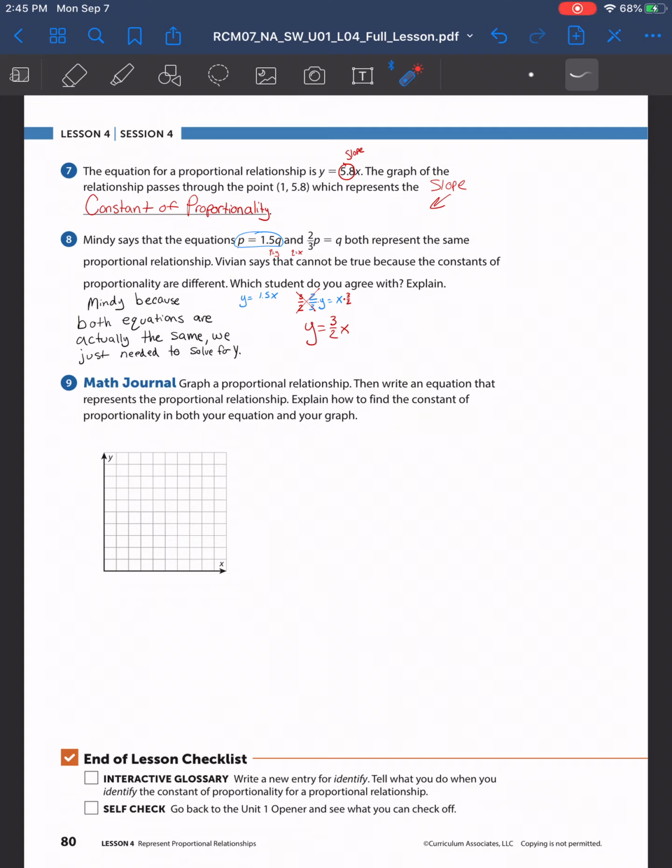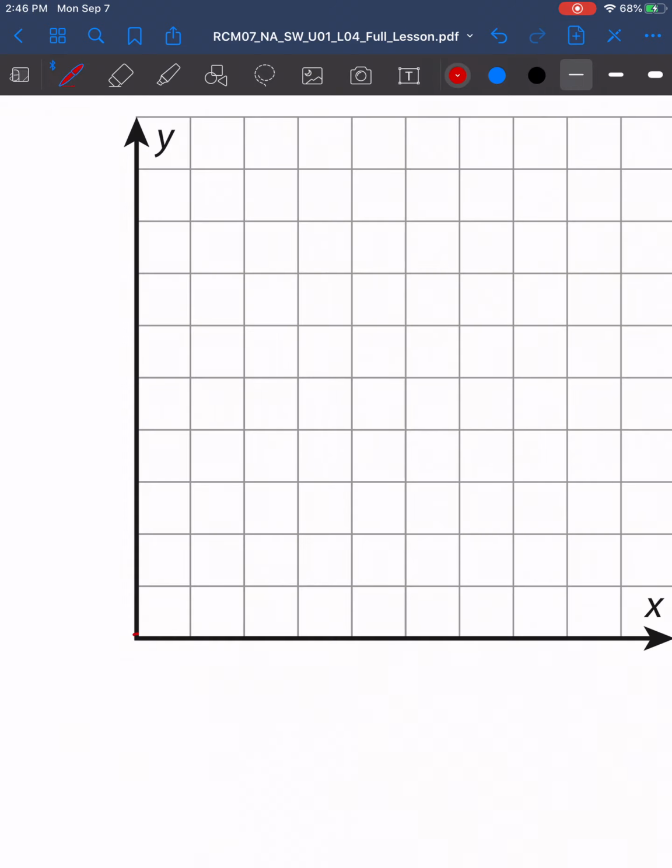Okay? All right, last one. Hallelujah. Number 9. Graph a proportional relationship and then write an equation that represents the proportional relationship. Oh my gosh. Okay, you guys, I don't know about you, but I'm so sick of doing math right now. I'm going to make the easiest proportional relationship you've ever seen.